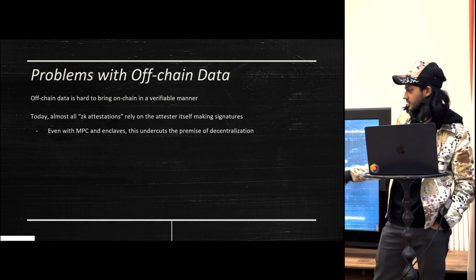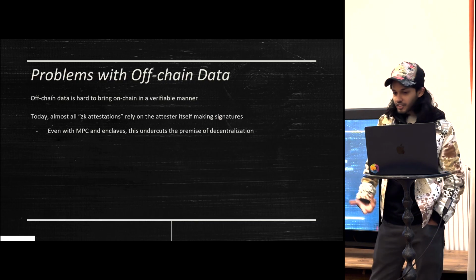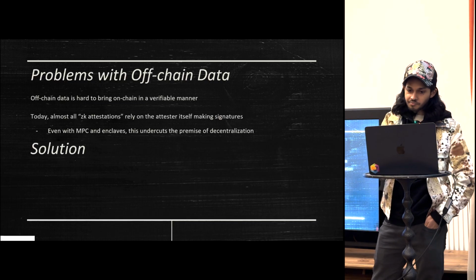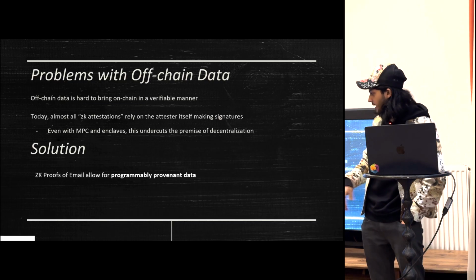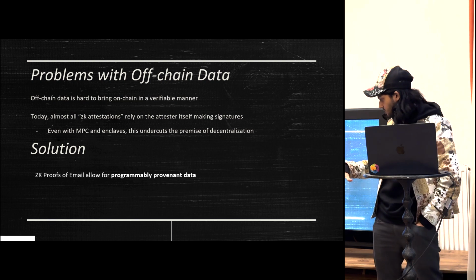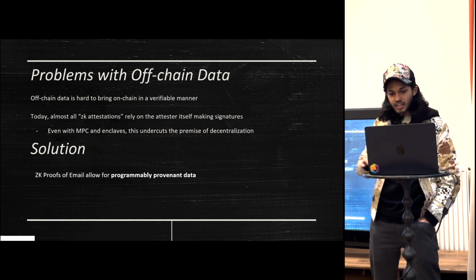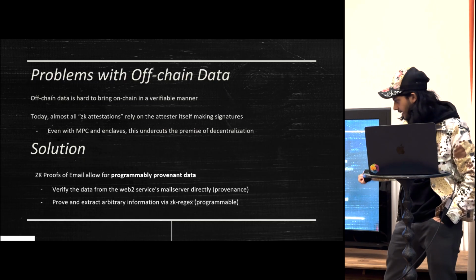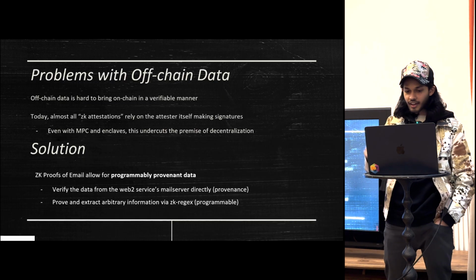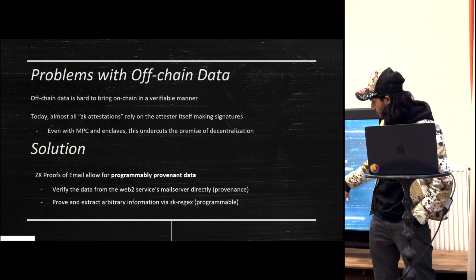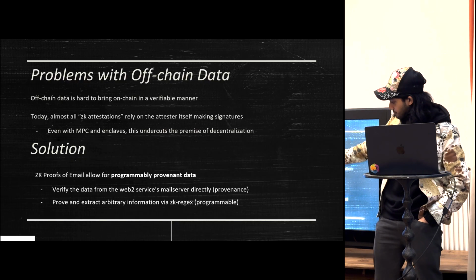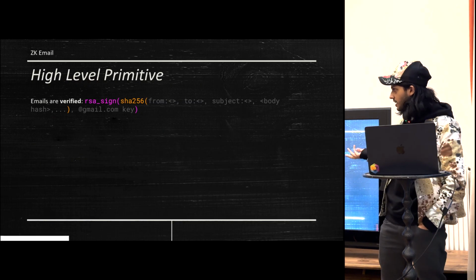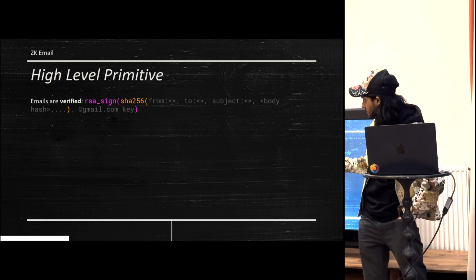And I think it's really difficult to justify this when you want this to be as decentralized as possible. So one idea is that instead of data being attested, it can be provenant, meaning that you can verify the data directly from the Web2 service by hijacking an existing signature that they have, and you can prove and extract arbitrary information about it, which makes that provenant data programmable. And so one specific signature that we found that allows you to get this provenant data is signatures on your email.